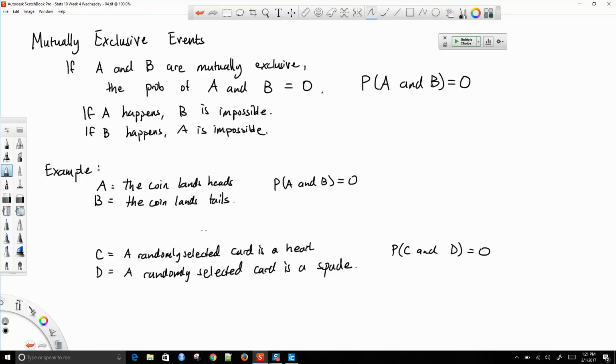So complements are always mutually exclusive. Okay, obviously something and its complement cannot happen together. If I define E as a random card is an ace, then the probability of C and E is not equal to 0, right? Because there is a card that is both a heart and an ace. So that probability is not equal to 0. So C and E are not mutually exclusive.